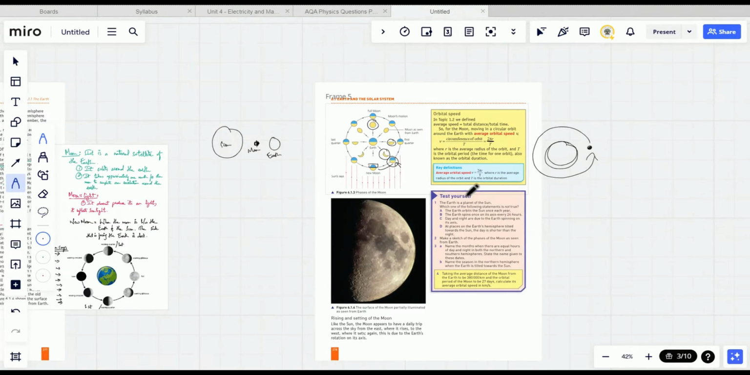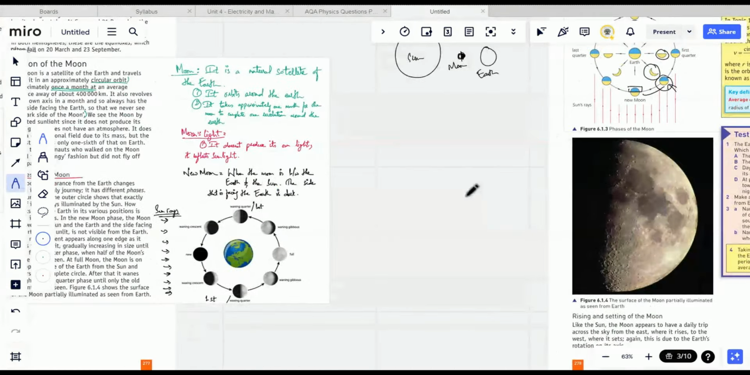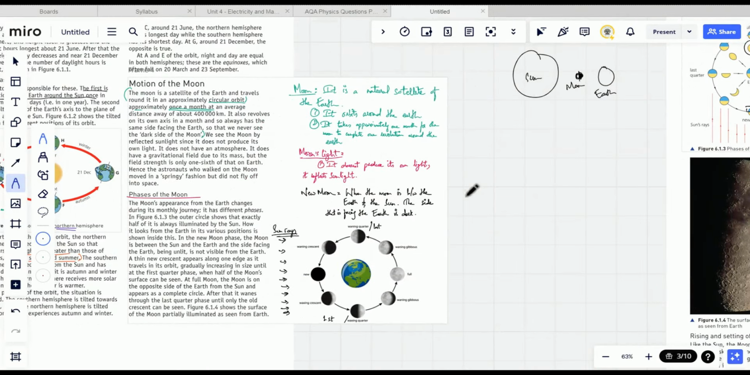Is there a mnemonic for the phases of the moon? Mnemonic for the phases of the moon. We can make these mnemonics ourselves. I'll make a mnemonic for the phases of the moon and I'll share it with you.